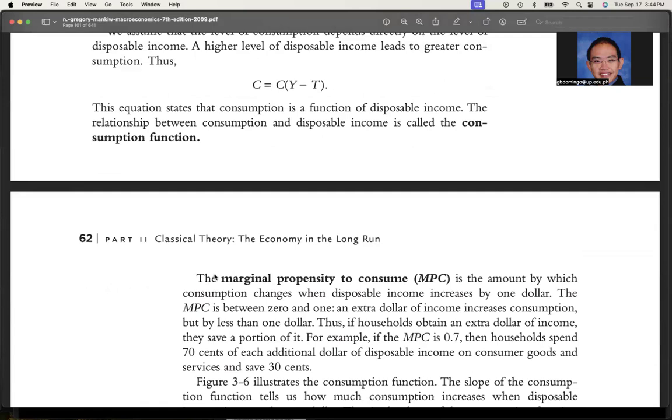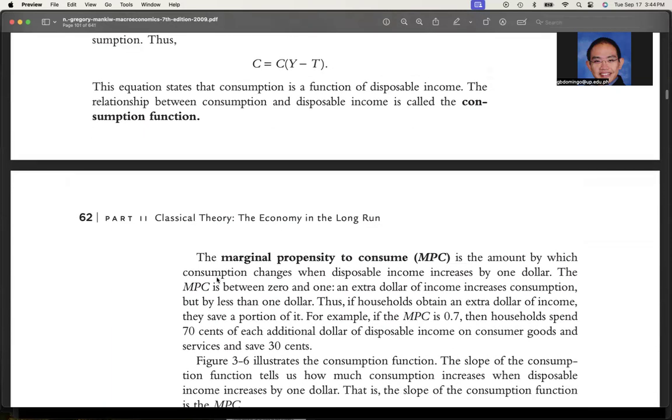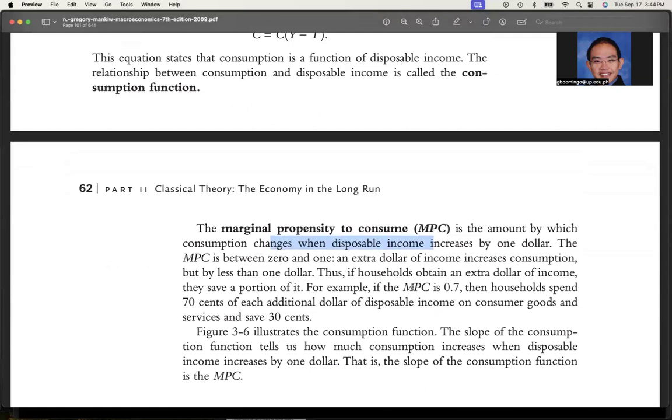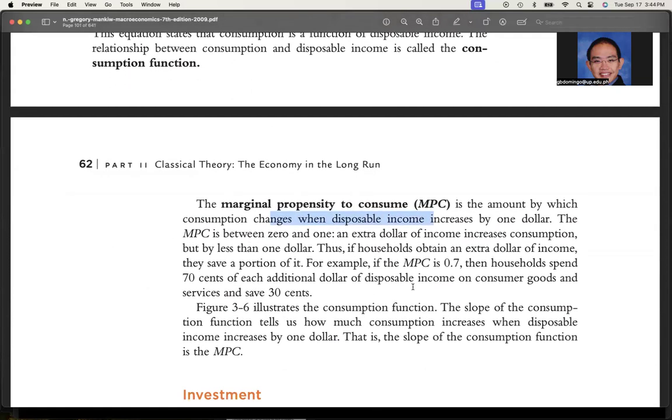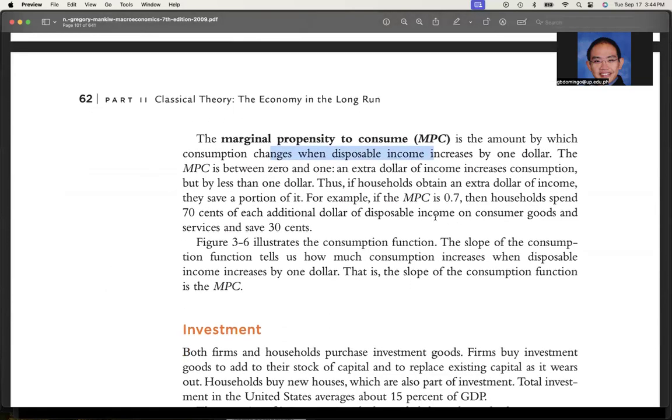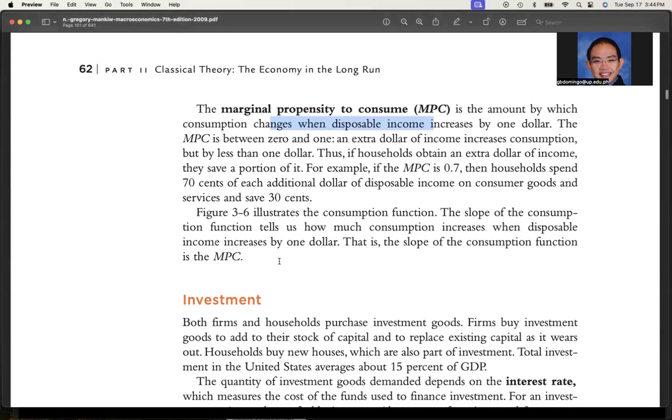So we have this parameter called the marginal propensity to consume. It's the amount by which consumption changes when disposable income rises by $1. MPC is between 0 and 1. An extra dollar of income increases consumption, but by less than $1 or 1 peso. For example, if MPC is 0.7, then households spend 70 cents of each additional peso of disposable income on consumer goods and services and save 30 cents.